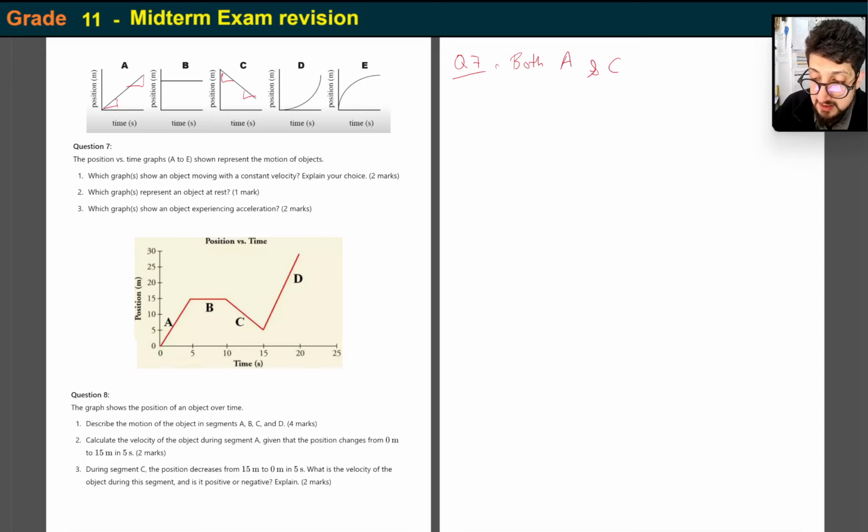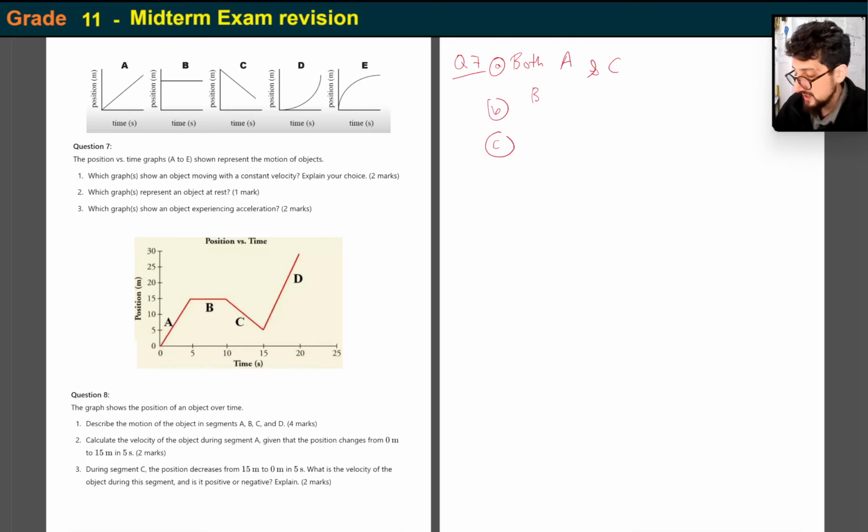Right, so that's A. Part B says, which graphs represent an object at rest? Well, at rest means it's not moving at all, so the position is not changing. And the only one that I can see where the position is not changing at all with time is going to be B. So that's B. And finally, C says, which graphs show an object experiencing acceleration? Well, acceleration means the gradient is going to change, because remember, the gradient or the slope represents acceleration.